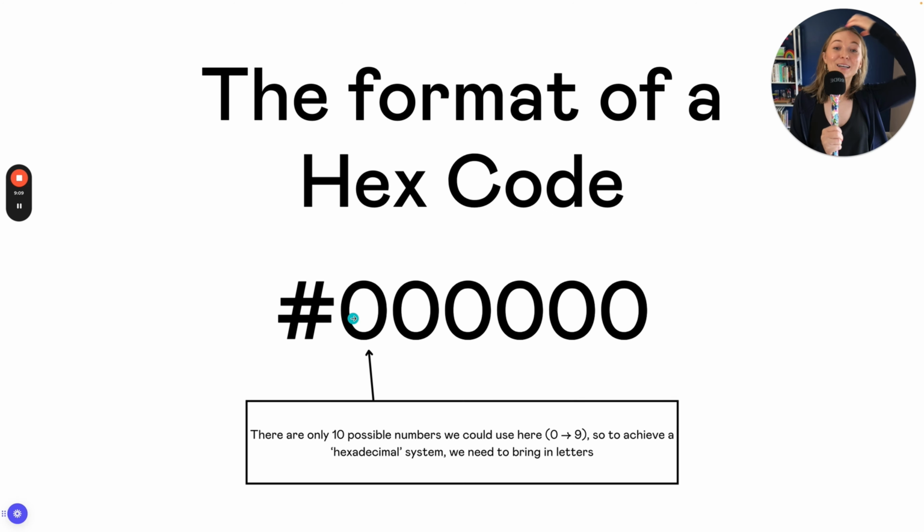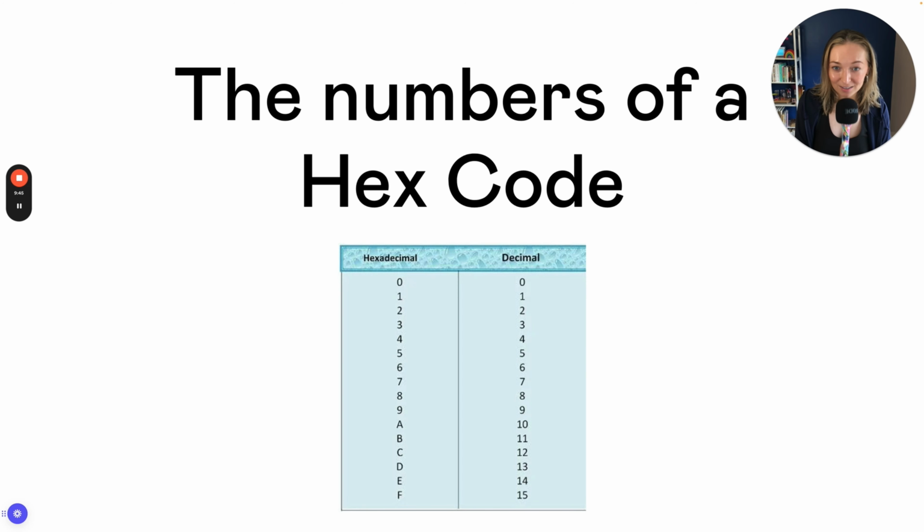Okay, so now here's where it gets even more complicated, fun, and cool. The format of a hex code is so unique and so much fun. Now, there are only 10 possible numbers that we could use in each space for a hex code. So we can use 0 through 9, which gives us 10 total possible numbers. But we need 16 possible figures or icons that we can put there, and we only have 10 numbers. That's why we bring in letters.